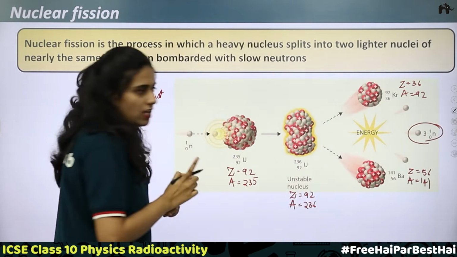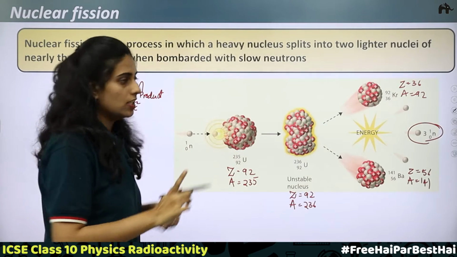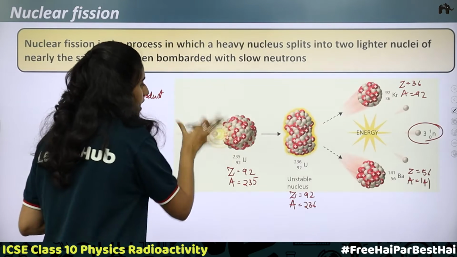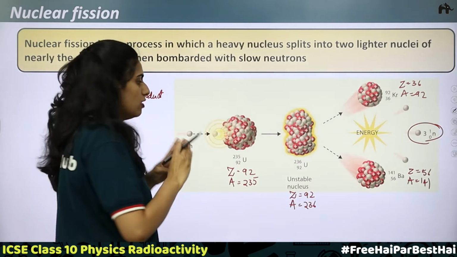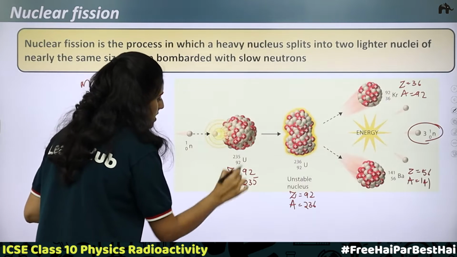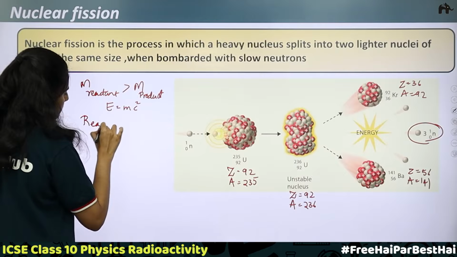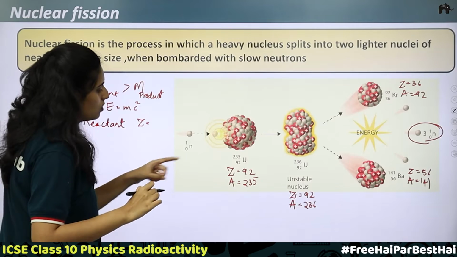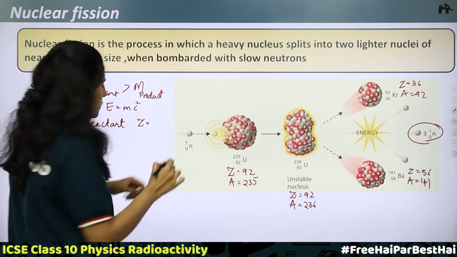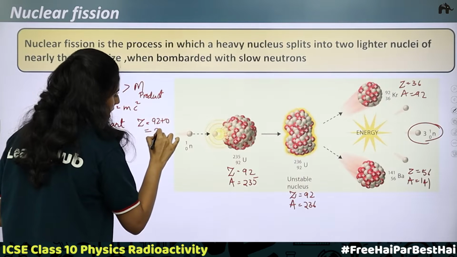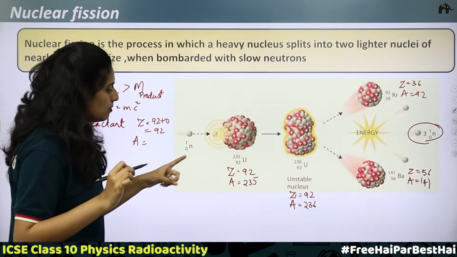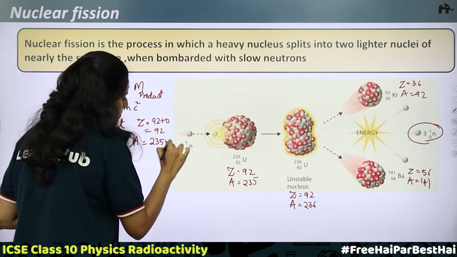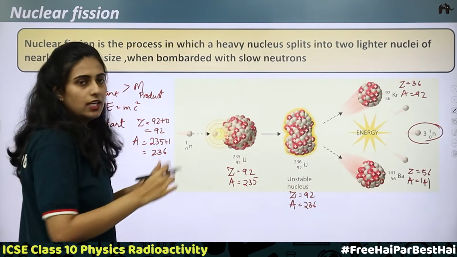Now you have to remember one thing, during a nuclear fission reaction, the sum of atomic numbers of the reactant side and product side will be conserved, they will be equal. So here you can see, reactant side, atomic number Z is equal to 92 plus 0, that is 92. What about mass number A? Mass number is equal to 235 plus 1, that is equal to 236. Okay, so this is reactant side.